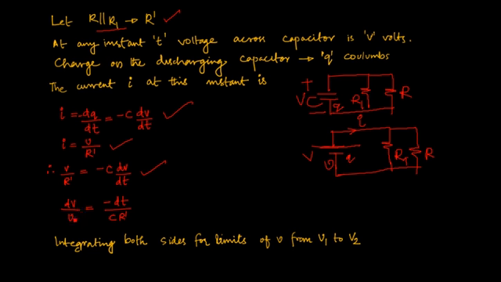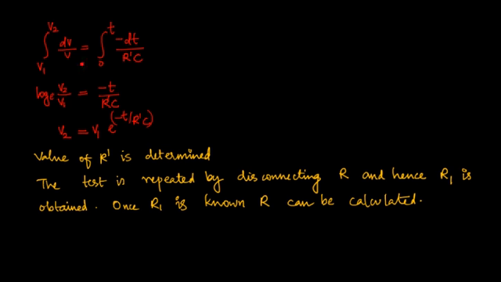So we rearrange the terms: dV by V is equal to minus dt by C R dash. Now, since it is a continuous process, we integrate both sides. The voltage is integrated from V1 to V2, since the voltage is reducing from V1 to V2, and the time from 0 to t. Once we integrate this, we get log to the base e of V1 by V2 equal to minus t by R dash C, or V2 is equal to V1 e raised to minus t by R dash C. Now this can be represented like this.